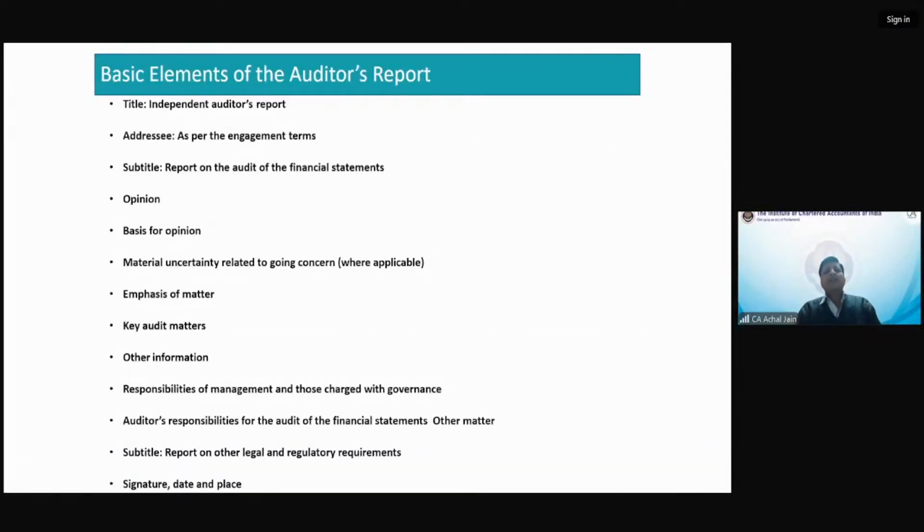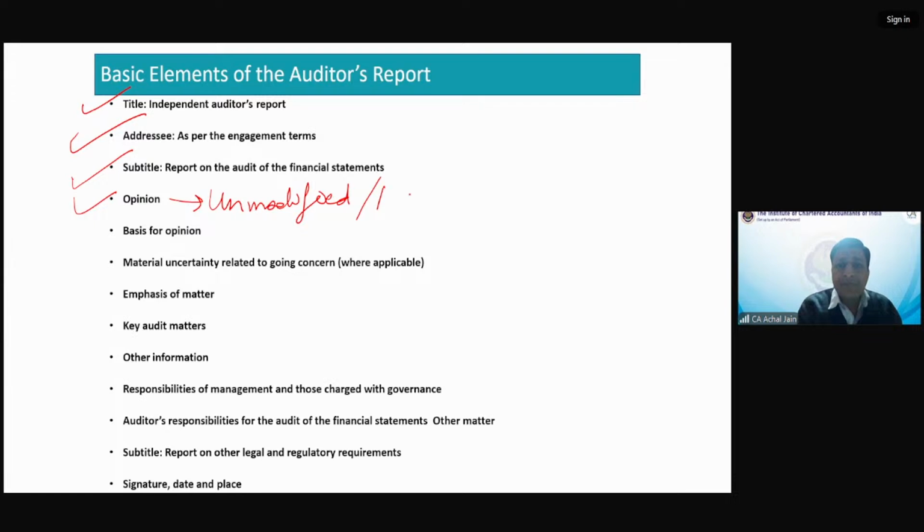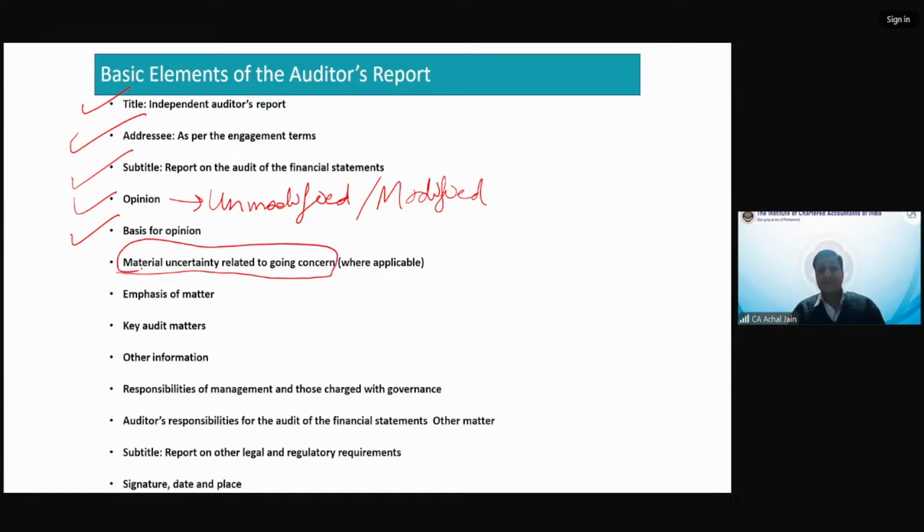So these were the contents. In the content of the audit report, this title will always be there for every audit report. Addressee will always be there. Subtitle will always be there. Opinion, whether it is unmodified or modified, this will always be there. Similarly, basis for opinion will always be there. Material uncertainty related to going concern we discussed will be there only when applicable. Otherwise, it will not be there.